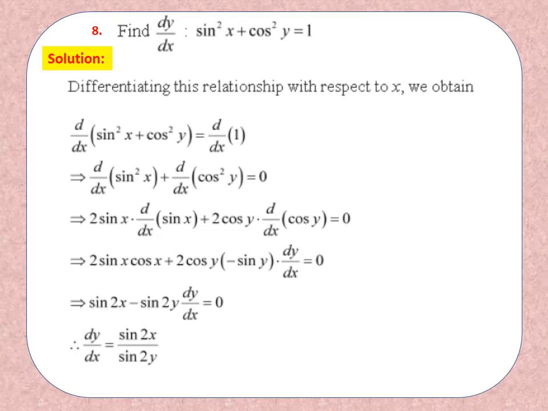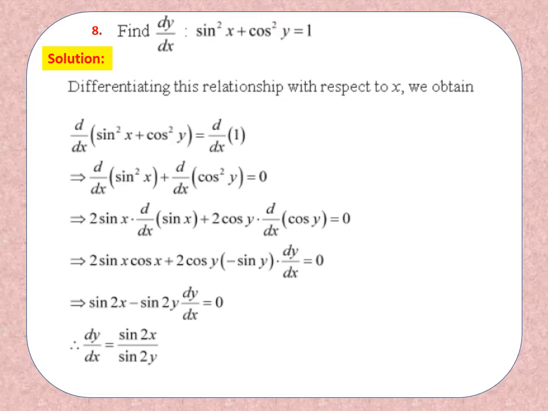Moving to question 8. Find dy upon dx such that sin square x plus cos square y is equal to 1. So it will be very tedious to find the value of y, so directly differentiating both sides with respect to x. Now for sin square x, first we have to differentiate the power, which will be 2 sin x, applying the rule x power n. Then we have to differentiate sin, clear? And differentiation of sin is cos x.